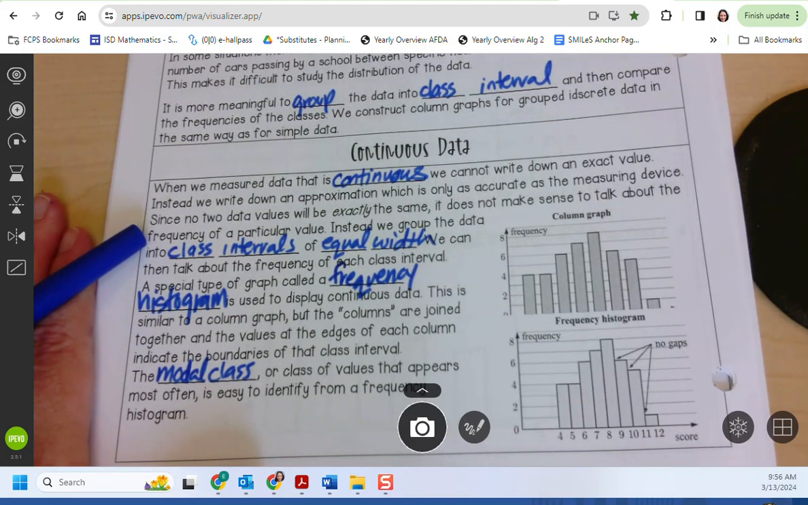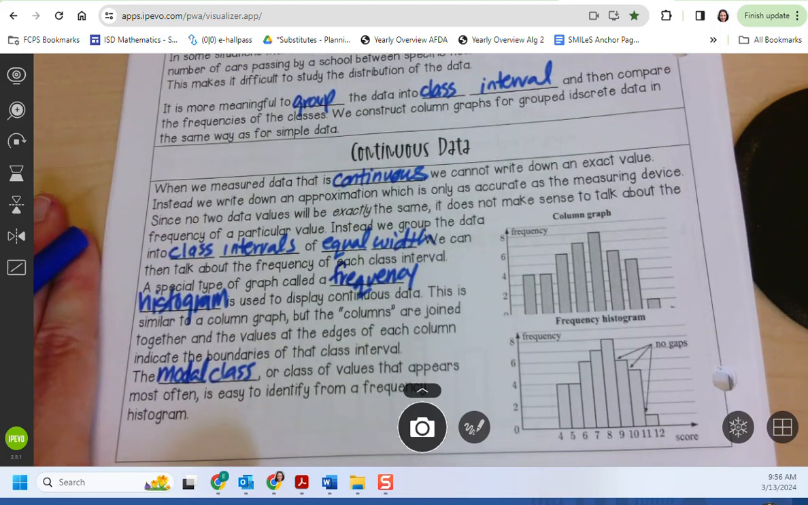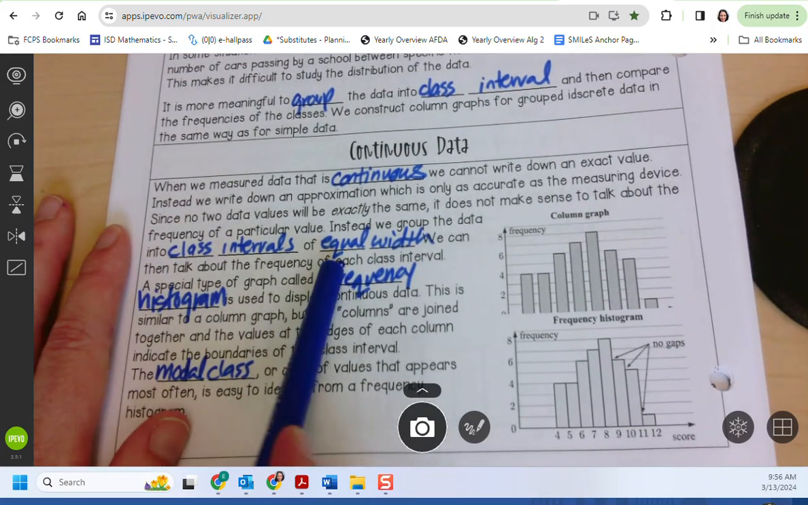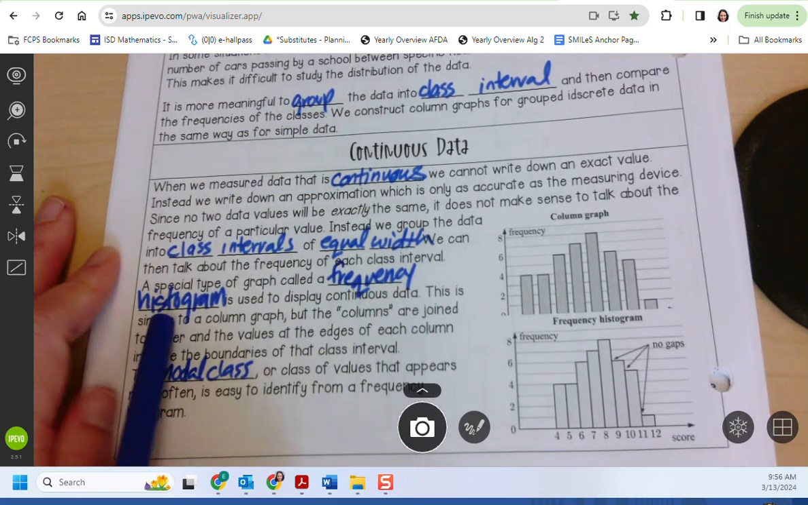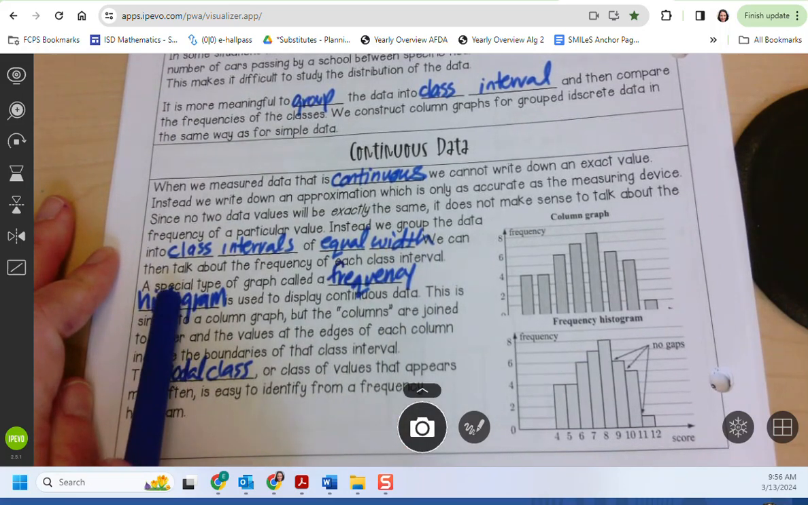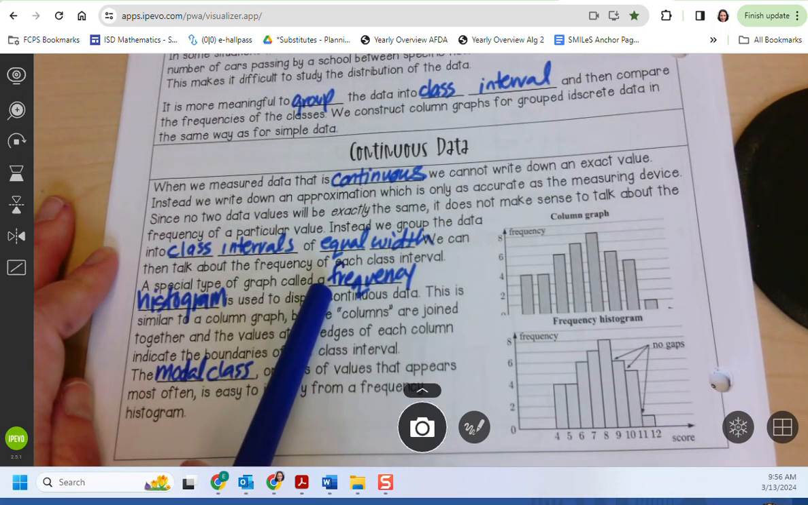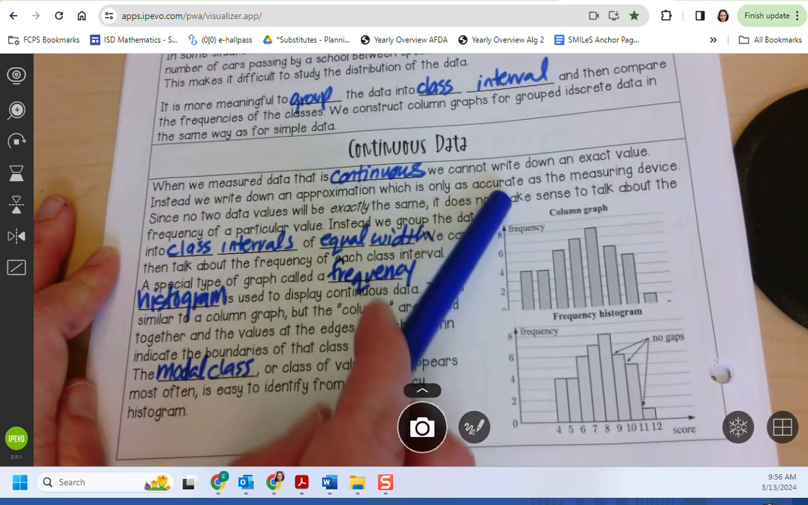I'm not going to do that. Instead, I'm going to give you a class interval, like how many people are between 5 feet and 5'3". How many people are between 5'3" and 5'6"? The class intervals have to be equal width. And when we talk about the frequency of each class interval, we can make a special type of graph called a frequency histogram, which is what we had here.